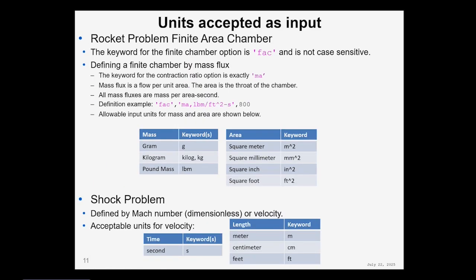Within the rocket problem, you can define a finite area combustor. And one of the ways to define a finite area combustor is a mass flow per unit area. So it'll be like kilograms per second per centimeter squared. In this case, here are the acceptable masses, here are the acceptable areas, and the time was always going to be expected to be seconds.